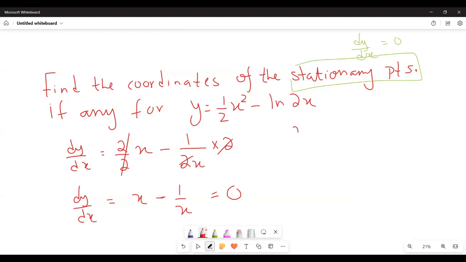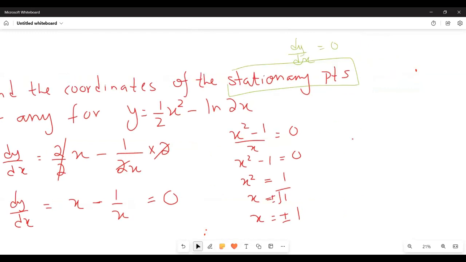So take the LCM: x square minus 1 upon x is equal to 0. So x square minus 1 is equal to 0, so x square equals 1. x is equal to square root of 1, so x equals plus minus 1. So when x is 1, and when x is minus 1, you'll have two different values of y.